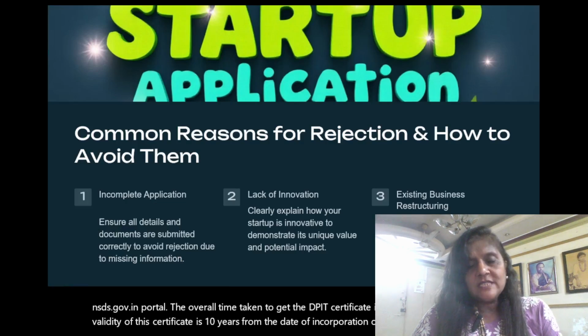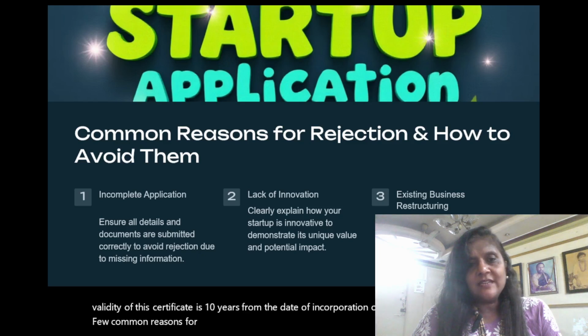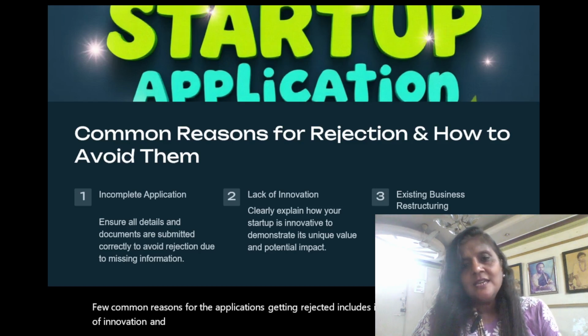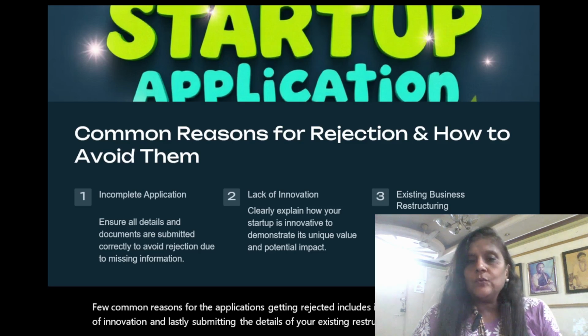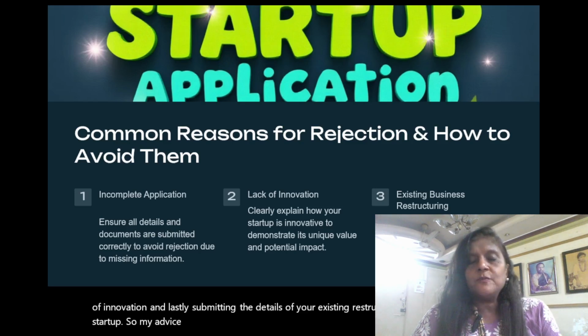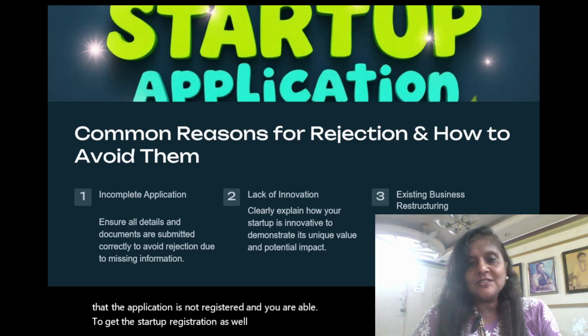A few common reasons for applications getting rejected include incomplete application, lack of innovation, and lastly, submitting the details of your existing restructured business as a startup. So my advice to all the entrepreneurs is to avoid all the common mistakes as seen here, so that the application is not rejected and you are able to get the startup registration as well as DPIIT recognition at the earliest.